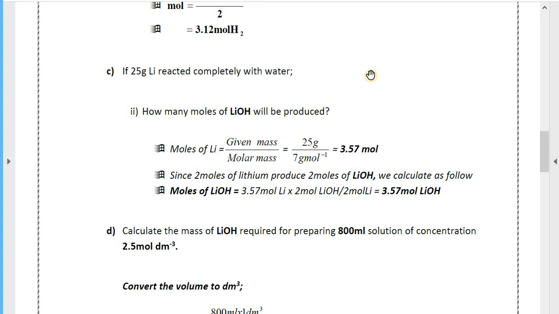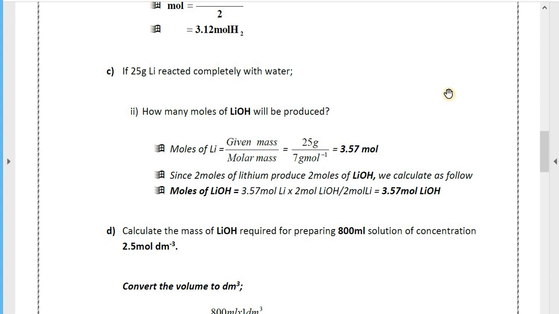So if 7 grams are equivalent to 1 mole, what about 25 grams? Again, use proportionality. It's very simple. If 7 grams is 1 mole, 25 grams is going to be more, right? Which is why they say here, given mass, which is the 25 grams, divided by the molar mass, 7 grams per mole. So you say 25 divided by 7 multiplied by 1. And that gives you 3.57 moles of lithium reacting.